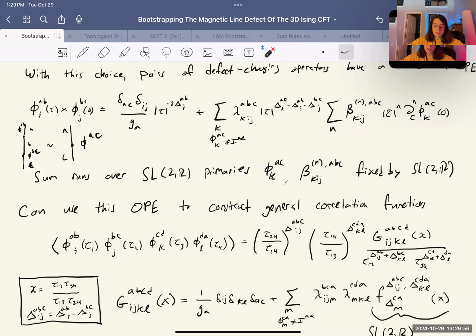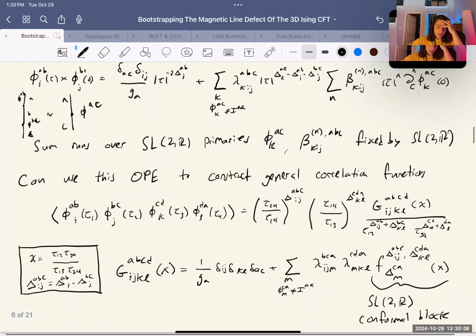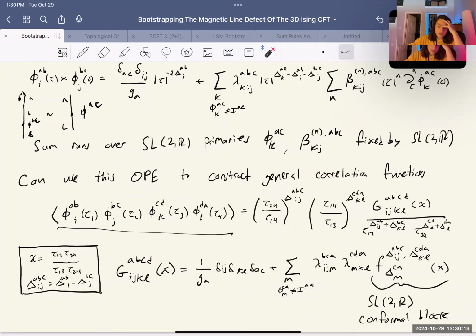The same constraints that apply for these descendant OPE coefficients for any SL2R symmetric OPE apply here. And so in the end, we will be able to take 4-point functions of these defect changing operators and expand them into some sum over the SL2R conformal blocks, weighted by different contributions from the OPE coefficients of different defect changing operators with other ones.